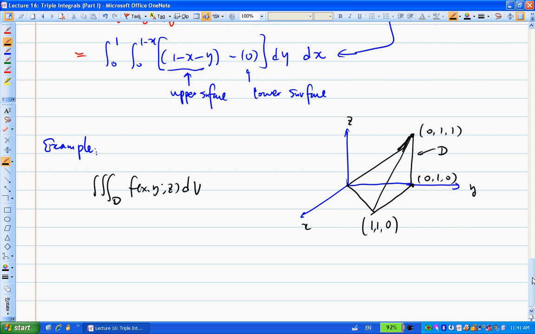Okay, so when you look at this one here, I want you to change the order of integration. In the previous example, and also the general approach I gave, it is dz, dy, dx. So I want you to do this order: dy, dz, and dx. If we do this order here, what will be the integral limits?